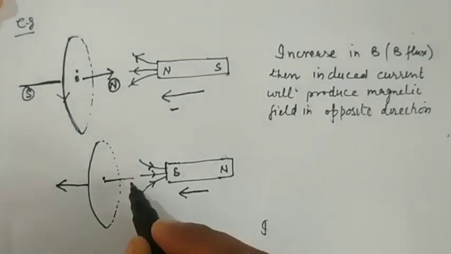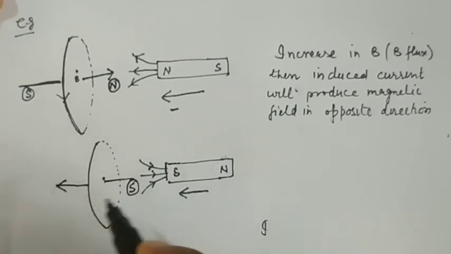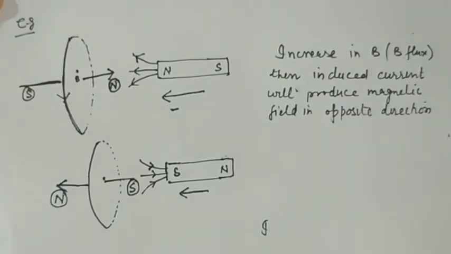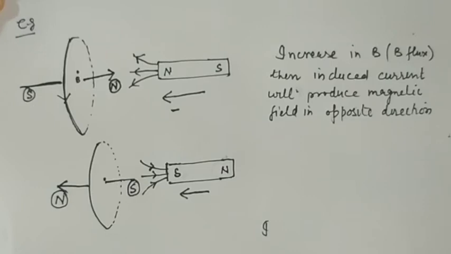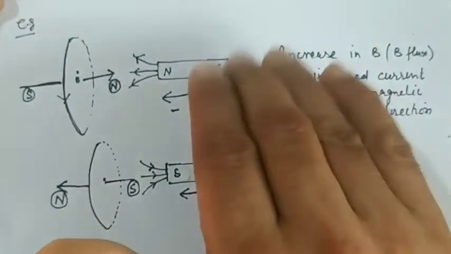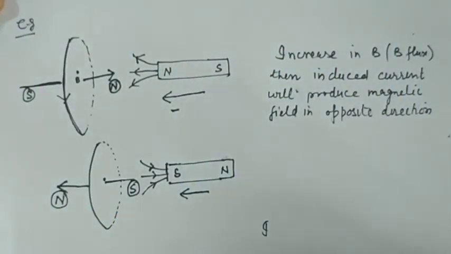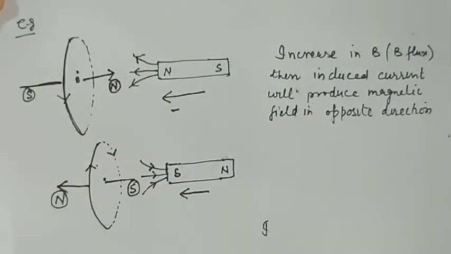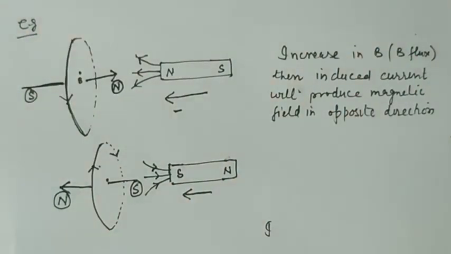We know that magnetic field moves from south to north. So this part will be south and this is north. If the thumb is the direction of magnetic field, curling of fingers gives you the direction of current. Here the magnetic field is along this direction, and curling of fingers gives you the direction of current along this direction. So this is how we can find out the direction of induced current in a loop.